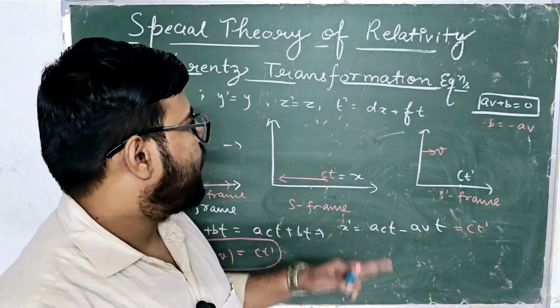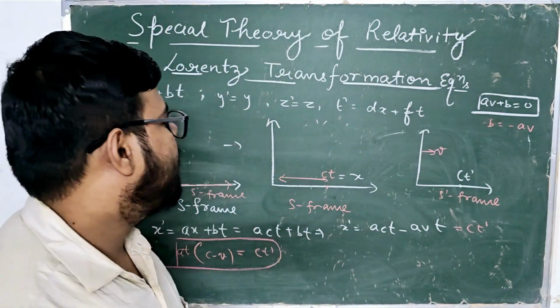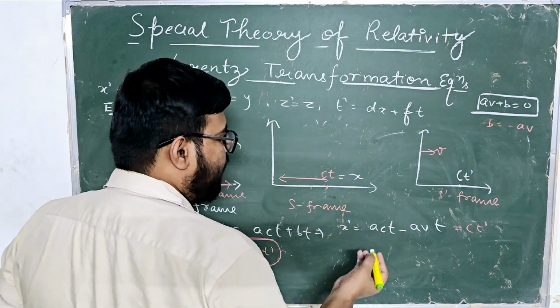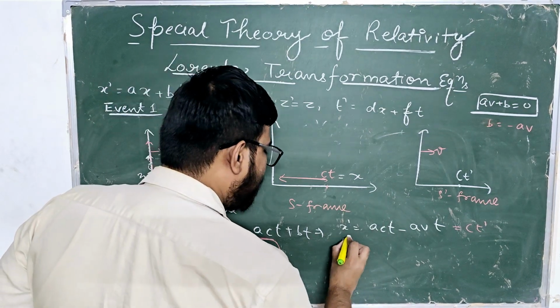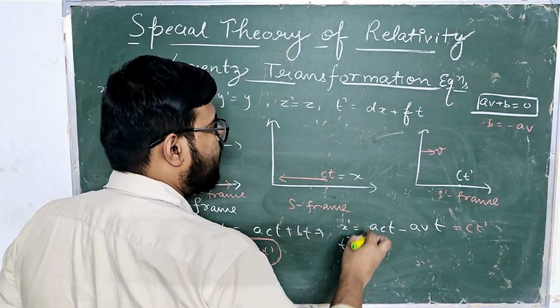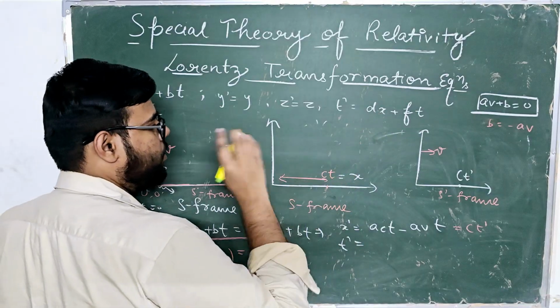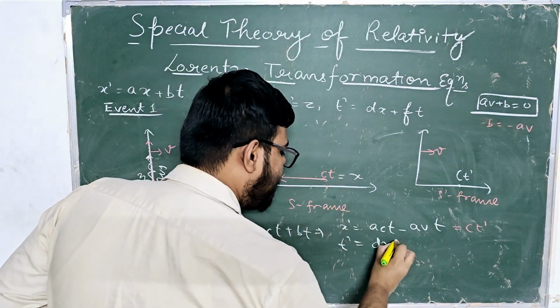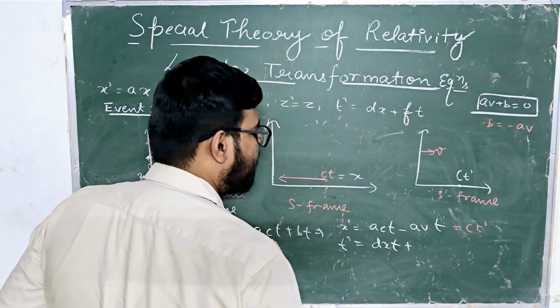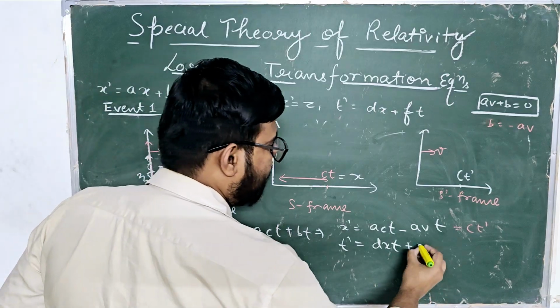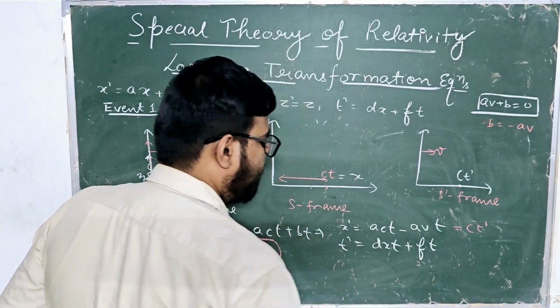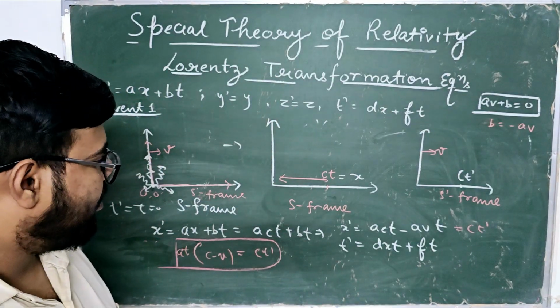Now let's solve for t prime over here. Let's see what we get. When you solve for t prime, what do you get? t prime is equal to d times x. What is x? x is equal to ct. So we have dct plus ft. So we have this relation now. Now what to do?